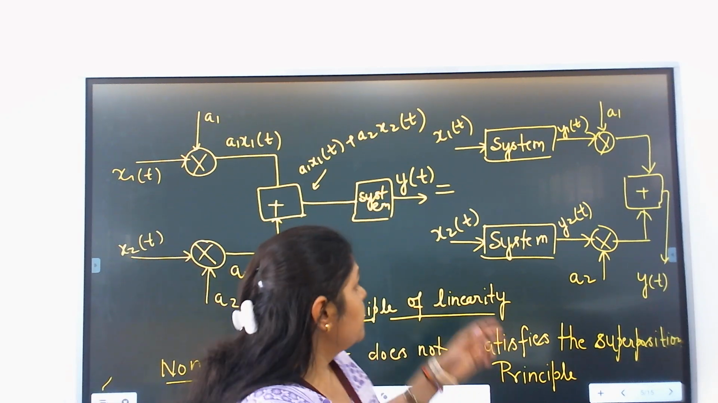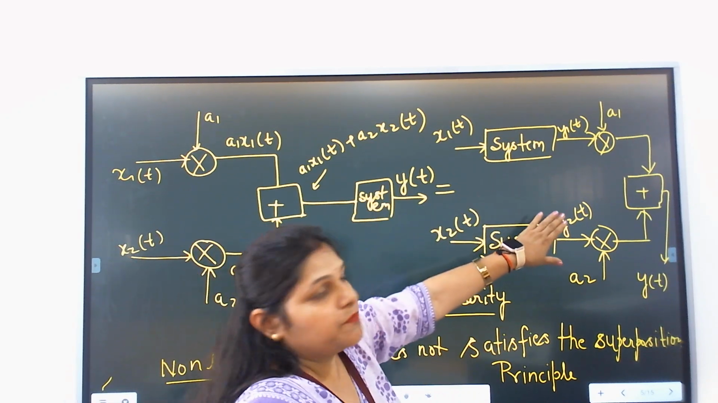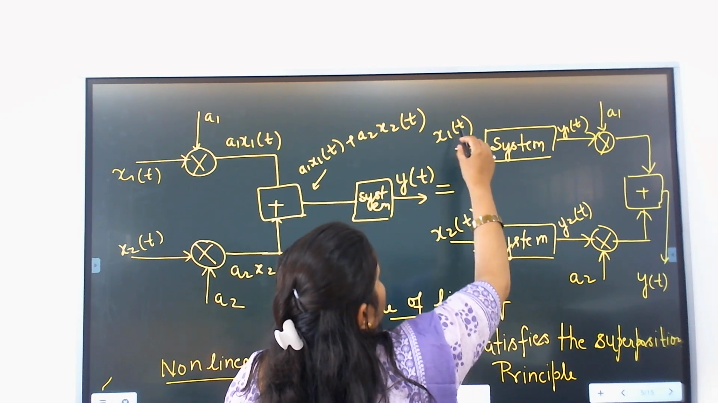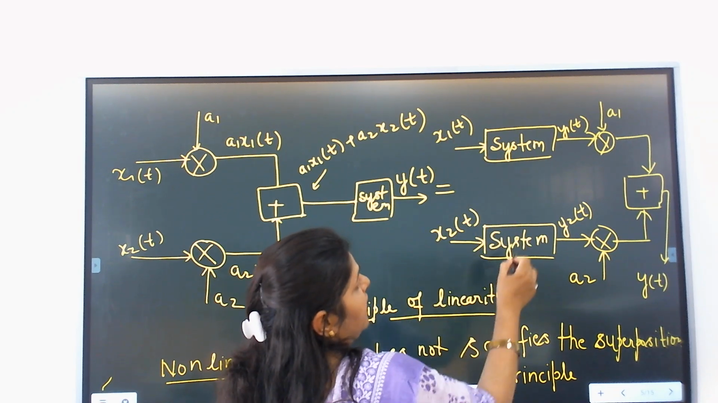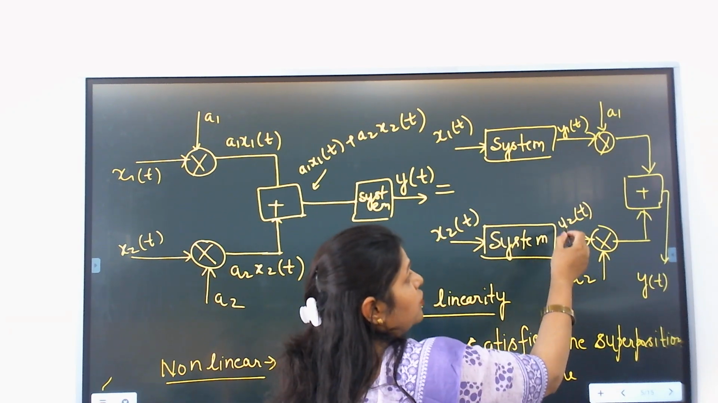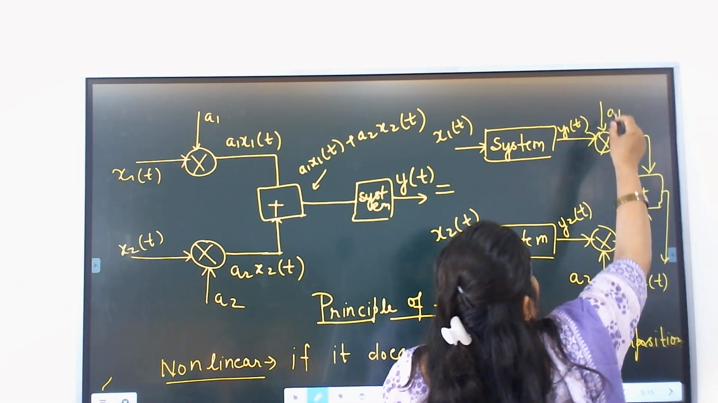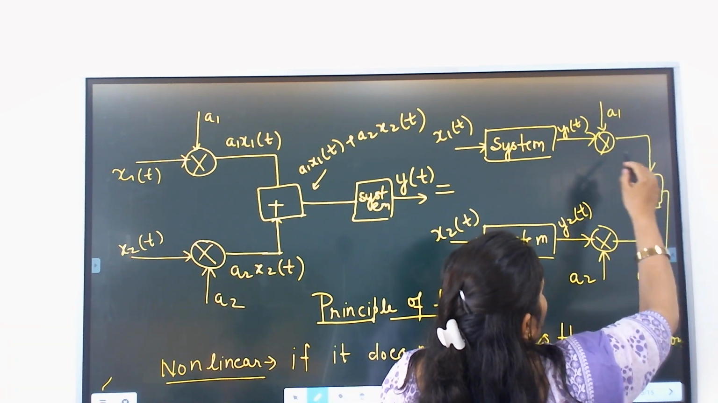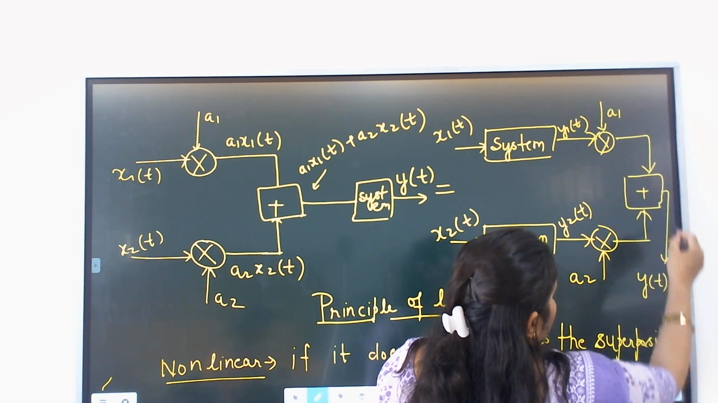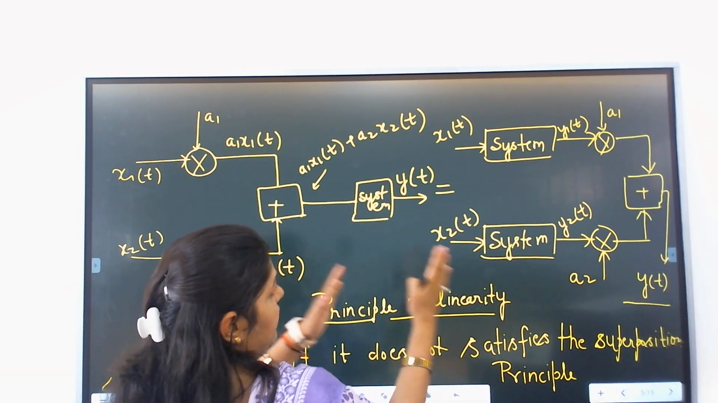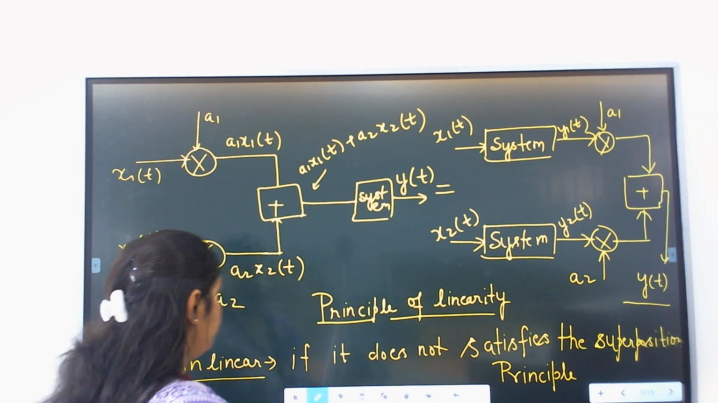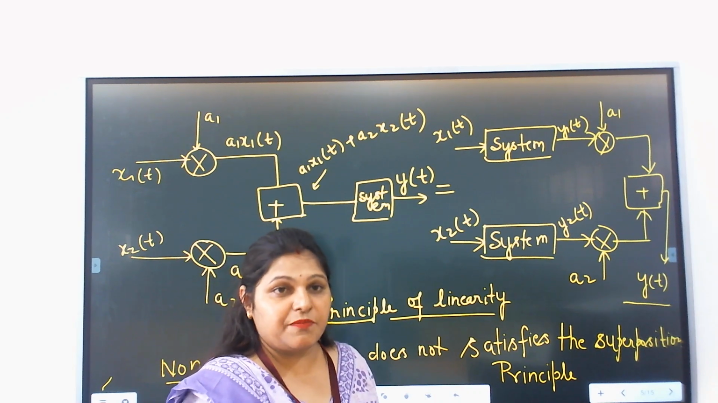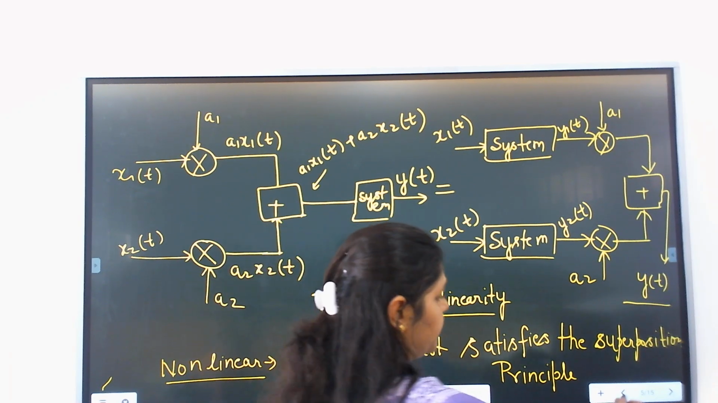It is called the response, and is equivalent to this diagram. In this diagram we give the inputs x1(t) and x2(t) directly to the system, and we get the outputs y1(t) and y2(t). These are responses, mixed with constants a1 and a2, and after this the outputs of these mixers go into an adder, and we get y(t). Both diagrams are equivalent to each other. Non-linear. What is non-linear? If a system does not satisfy the superposition principle, it is called a non-linear system.